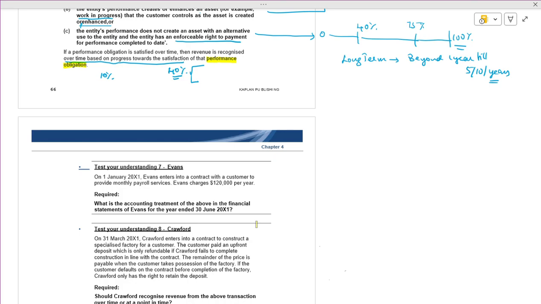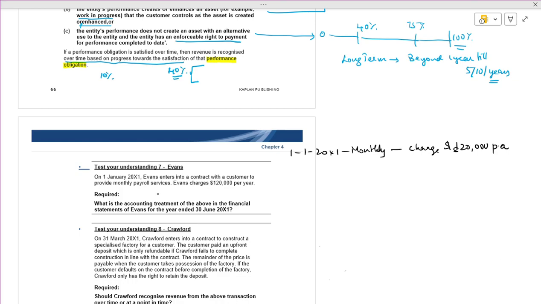Now, see how it will work. On January 1st, 2001, E1 enters a contract with the customer to provide monthly payroll. See, they have a contract, but the condition is they will pay monthly. And how much will they charge? They will charge 120,000 per year. See, they are charging per year, but they will pay monthly.